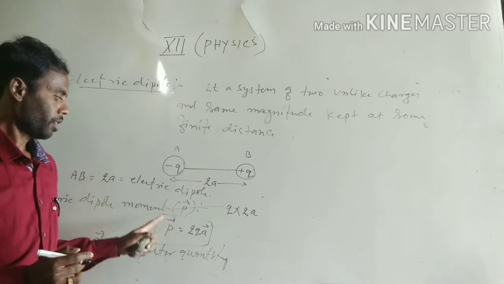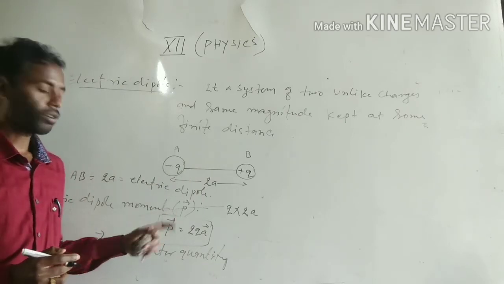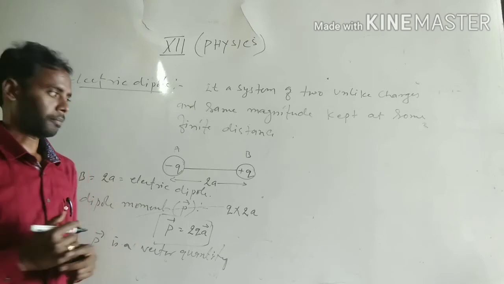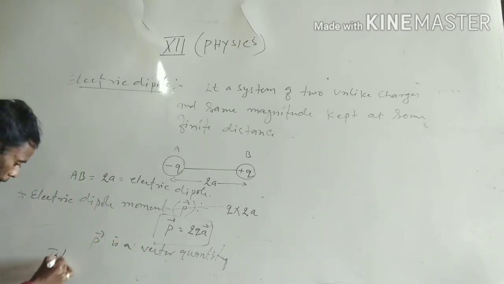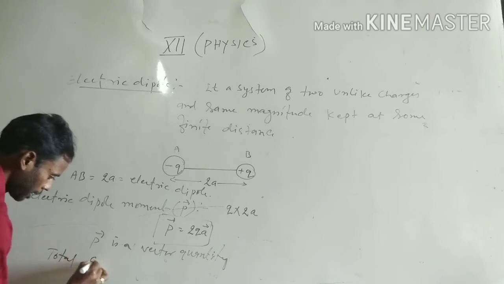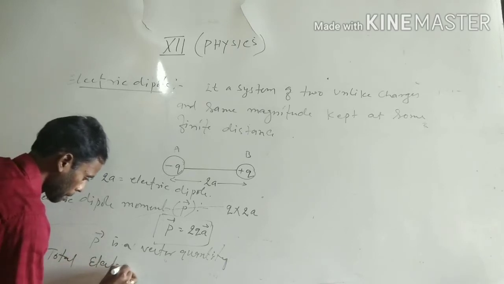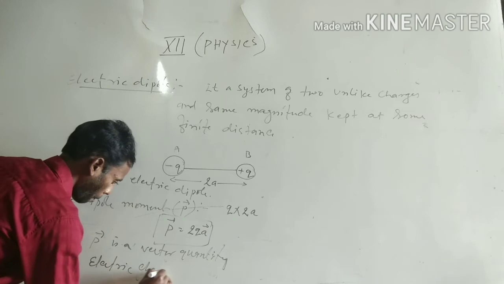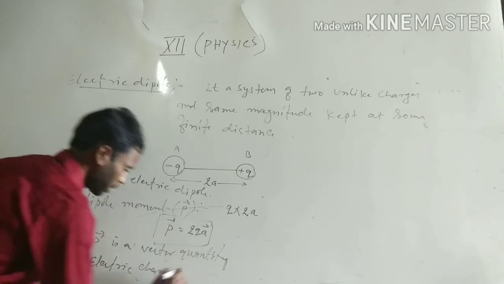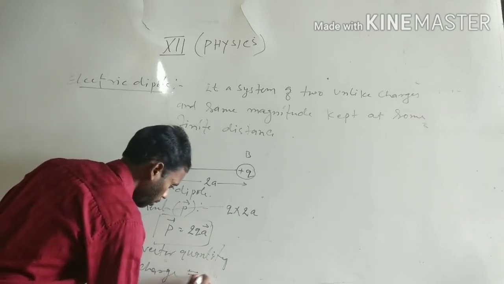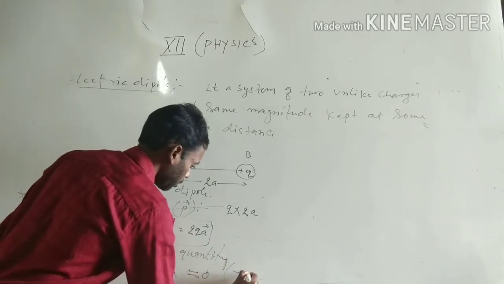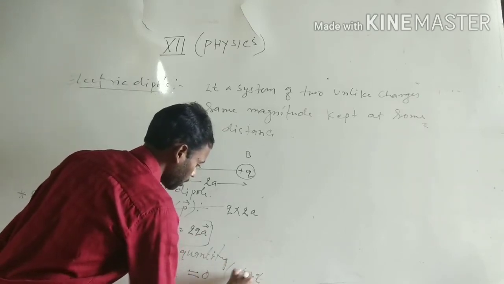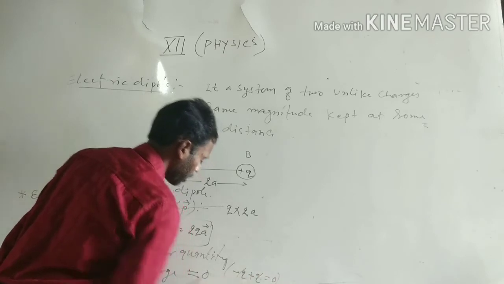Okay, so the electric dipole moment P is equal to 2qa. Then the total electric charge is 0. How is it 0? That means our minus q plus q cancel out, that is 0.